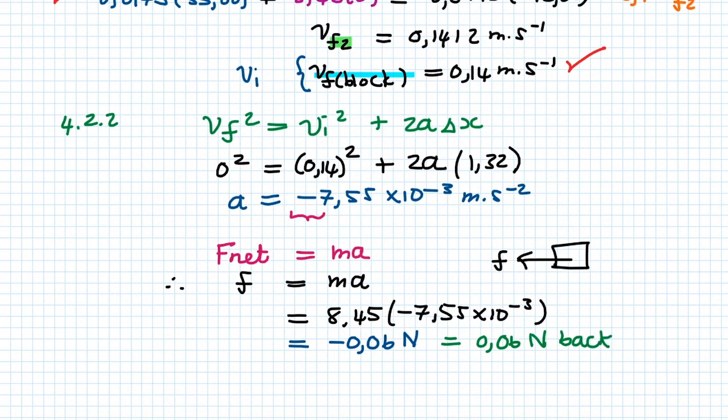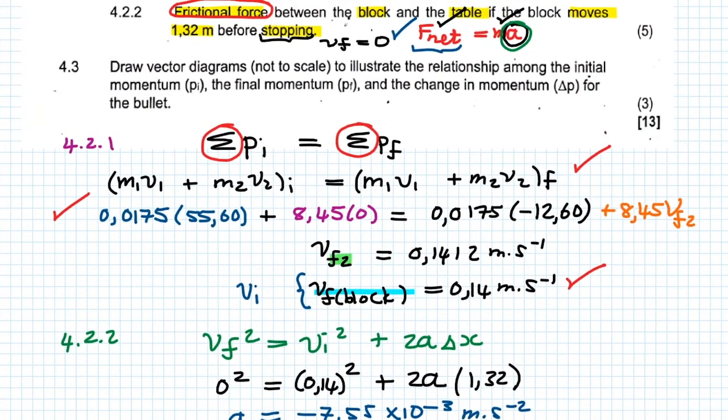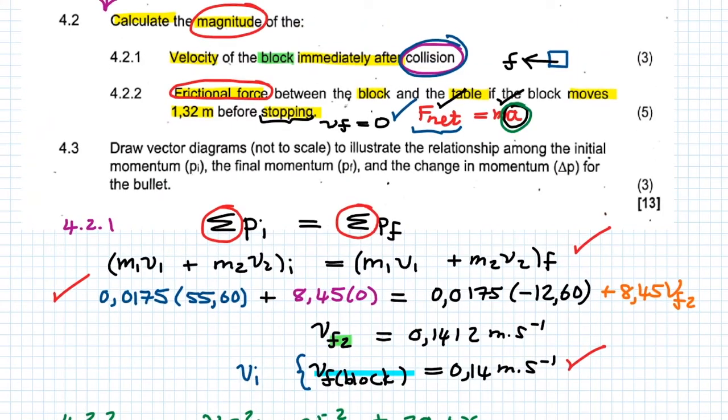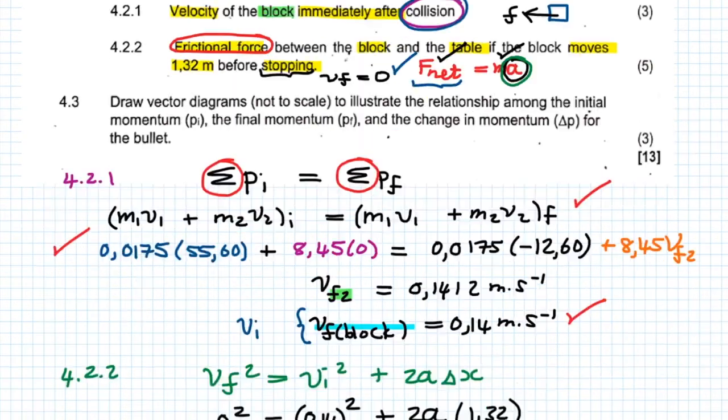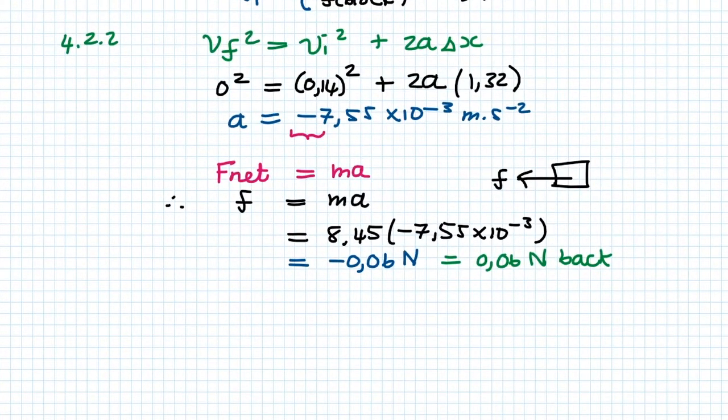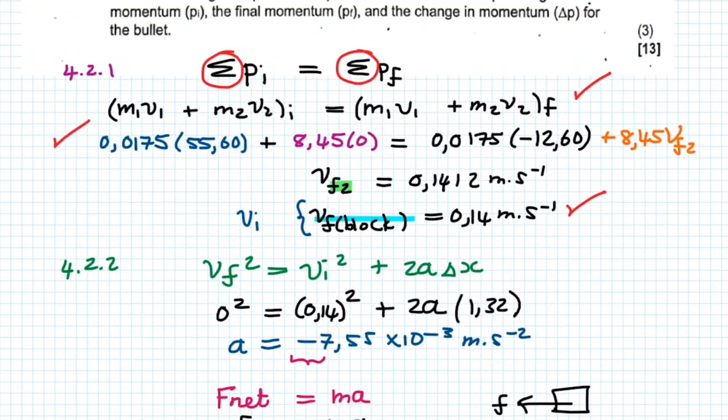But remember, the question only asked for the magnitude. So it said, calculate only the magnitude of the frictional force. So we therefore say, therefore the magnitude of the frictional force is equal to 0.06 newtons. And this is the final answer to this question.